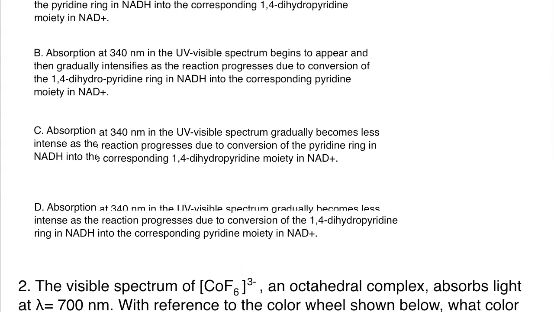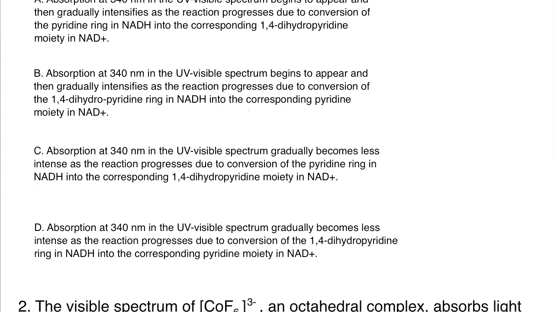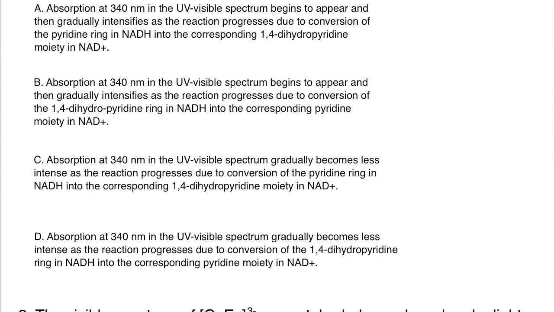So a lot of that sounds repetitive. What you want to look at here, the main differences, is that two of the options are talking about the 340 nanometer spectrum beginning to appear and then intensifying, in A and B, or in C and D, it doesn't intensify but it becomes less intense. Okay, so that's one point. And then the second point is you need to pay attention to where it says the NADH corresponding to, and the NAD+ corresponding to, because it's talking about the pyridine ring and the dihydropyridine ring. So you need to make sure you're paying attention to which structure is correct for which one.